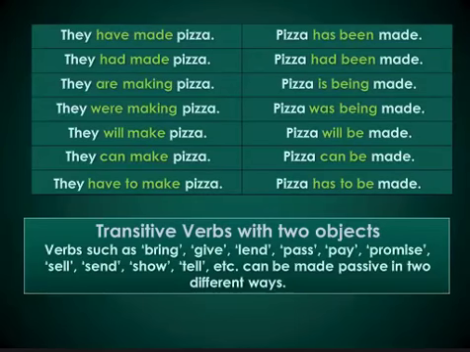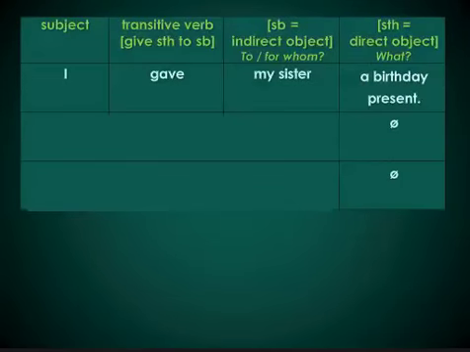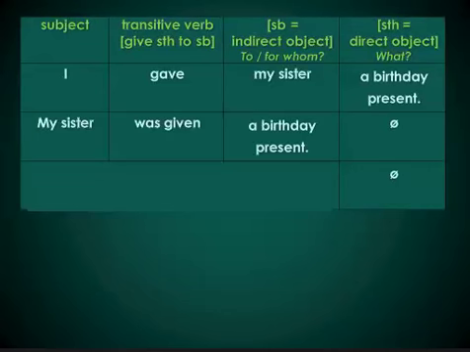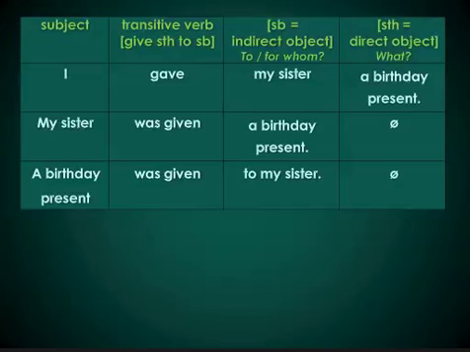So, some verbs take two objects, as I said before. Verbs such as bring, give, lend, pass, pay, promise, sell, send, show, tell, and so on can be made passive in two different ways. Observe. I gave my sister a birthday present. My sister was given a birthday present. A birthday present was given to my sister.